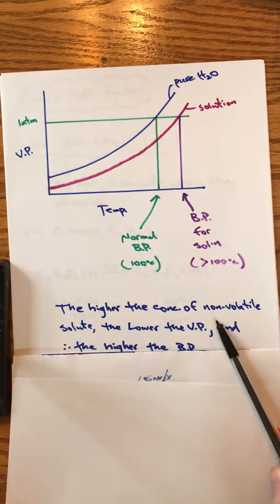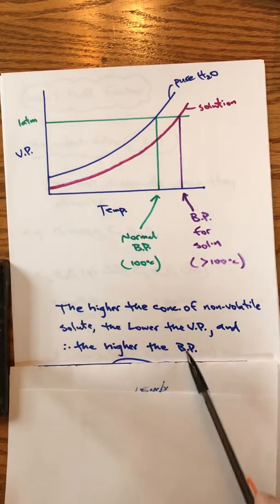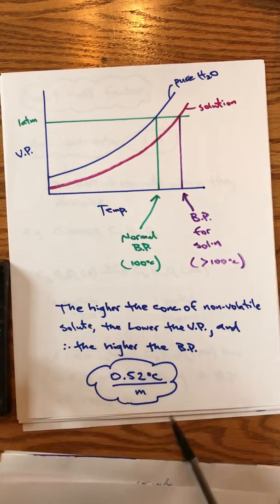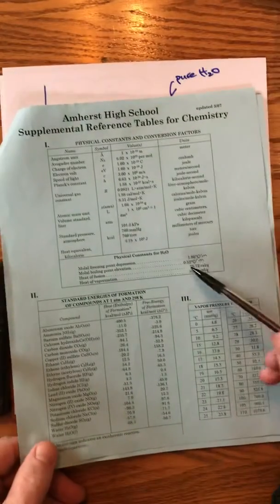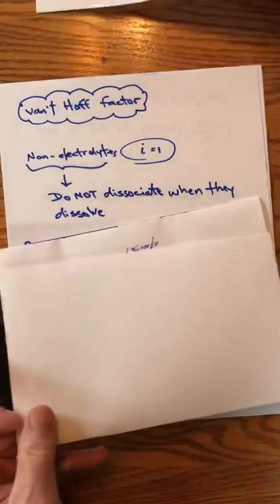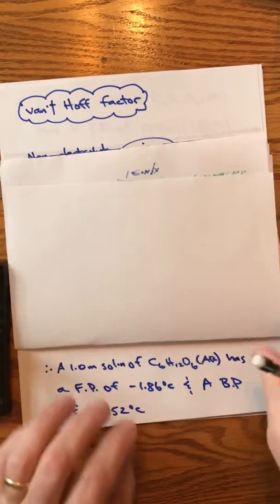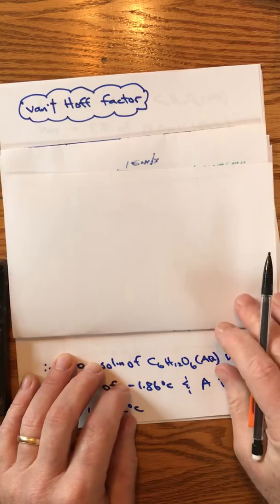So the higher the concentration of non-volatile solute, the lower the vapor pressure, and consequently, the higher the boiling point. It goes up 0.52 degrees per molal of solution. So that's the 0.52 here. It's not the only thing to consider, though. It'd be simple if it was, but it's not.